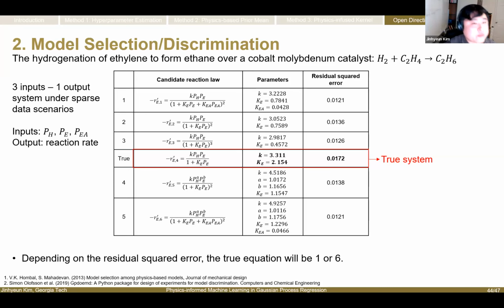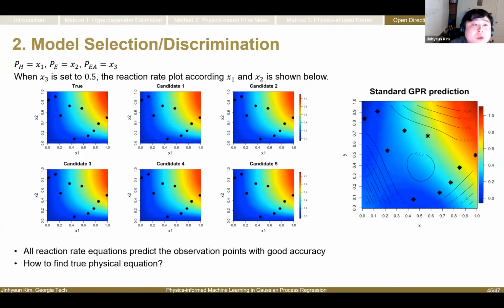And the popular, conventional scheme is that for the given sparse data set between the input variables and the reaction rate, which is the output, we do the nonlinear regression and calculate the residual scaled error of each model. However, depending on the residual scaled error, the true equation could be 1 or 6. Our reaction rate equations predict the observation points with good accuracy. Then our problem is to find the true physical equation.